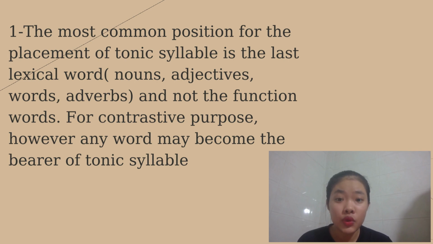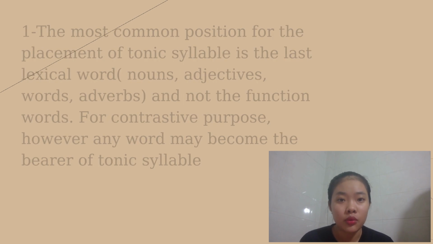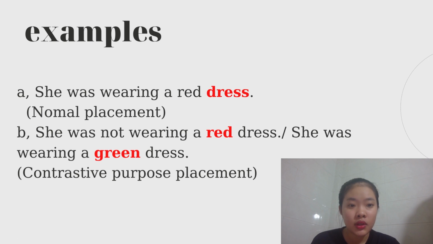Case 1. The most common position for the placement of the tonic syllable is the last lexical word, such as a noun, adjective, or verb, and not a function word. However, any word may become the bearer of the tonic syllable. For example, A. She was wearing a red dress. B. She was not wearing a red dress. She was wearing a green dress.